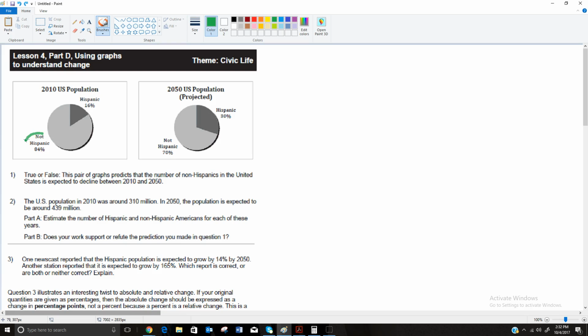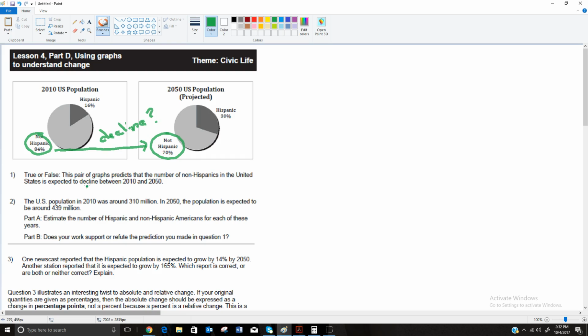Well, at first glance, it says here in 2010 that it's 84%. When we come over here, it says that the non-Hispanic in 2050 is supposed to be 70%. So at first glance, if you're not thinking about the details of the mathematics, it does look like the number of non-Hispanics in the United States is to decline. And it went from 84% to 70%. Isn't that a decline?